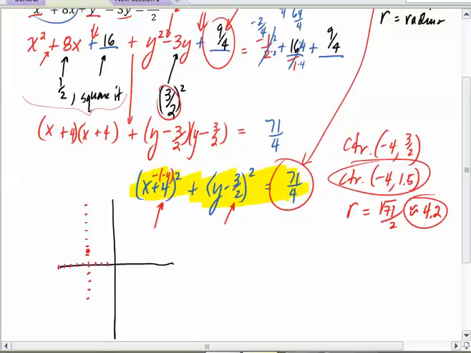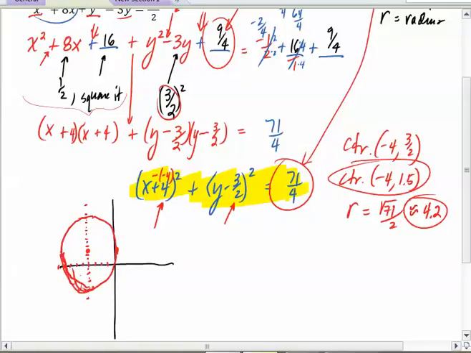All right, so now I'm going to go out 4.2 in every direction. 1, 2, 3, 4. There's about 0.2. 1, 2, 3, 4.2. It's about right there. And then let's see, that's halfway. So there's 1, 2, 3, 4.2. Close to that. And then 1, 2, 3, 4.2. Here is my circle, roughly speaking. Oops, sorry about that. Kind of wavy there.